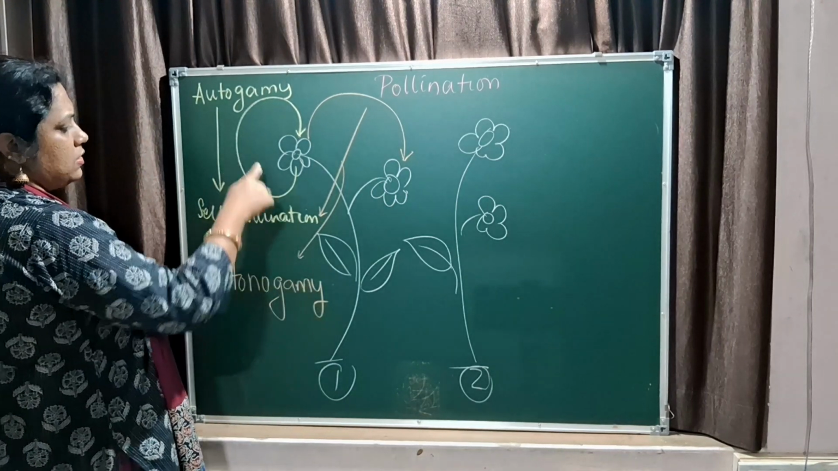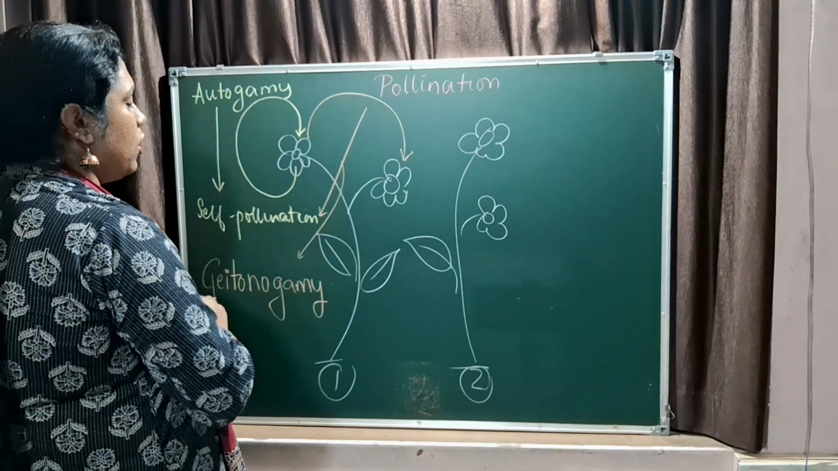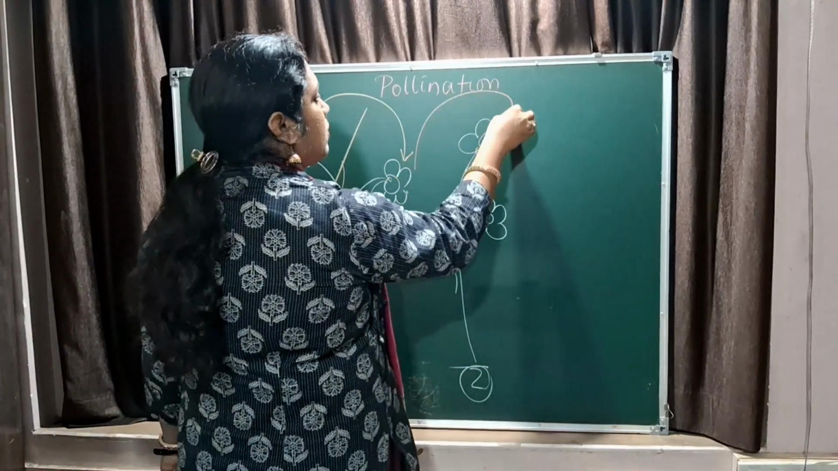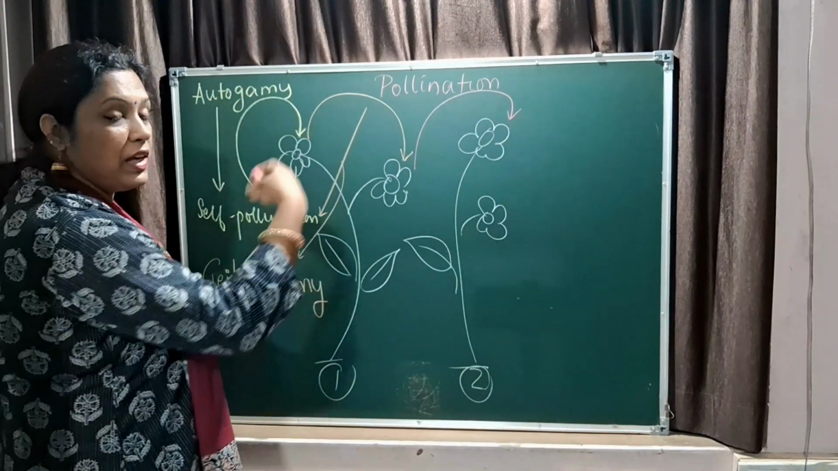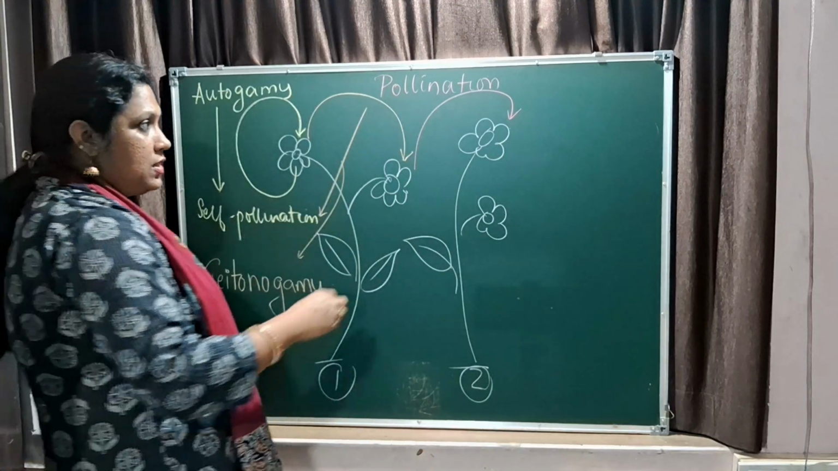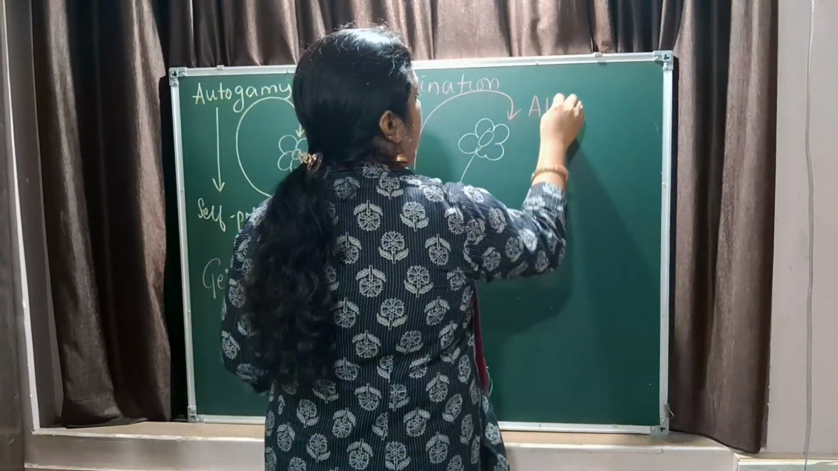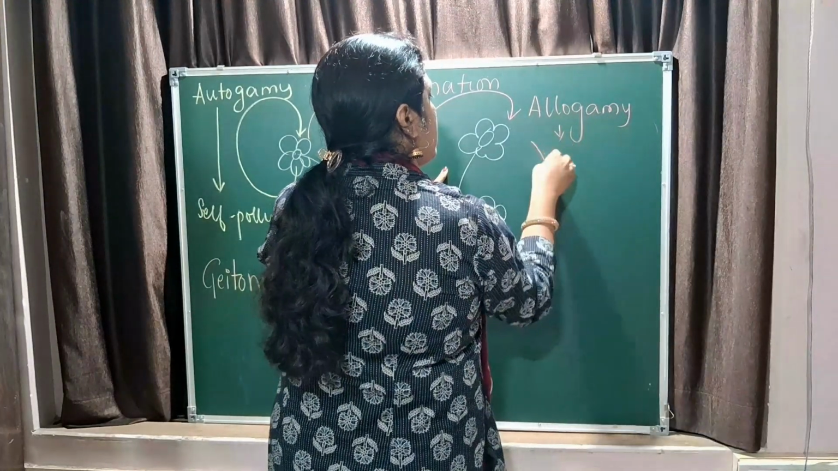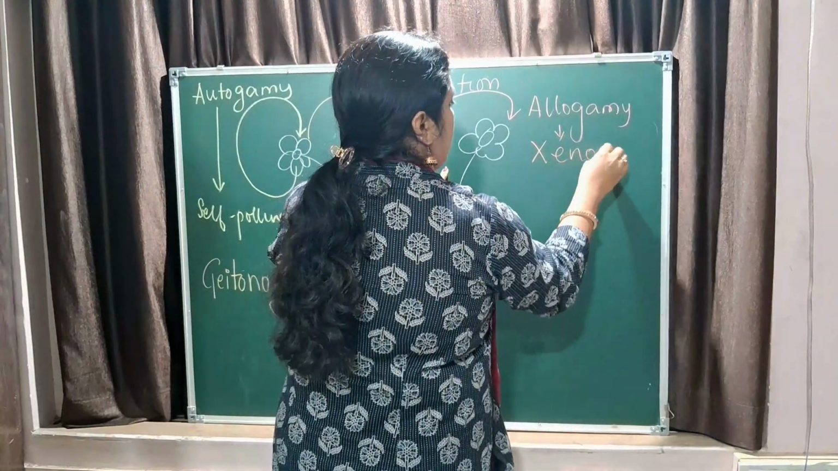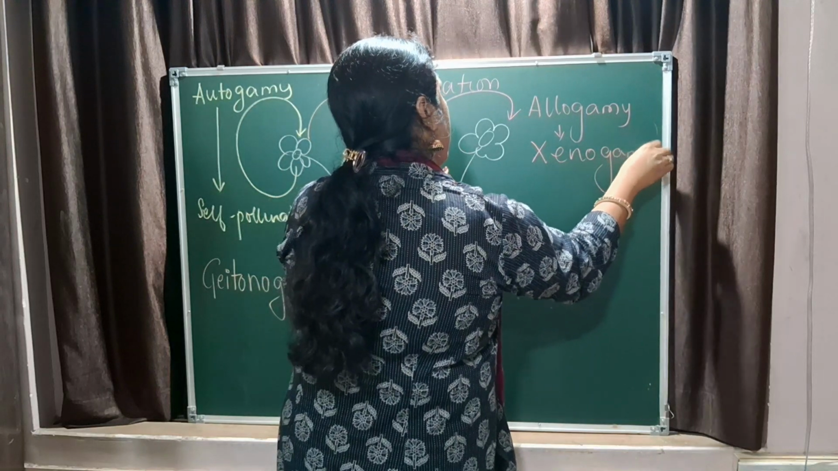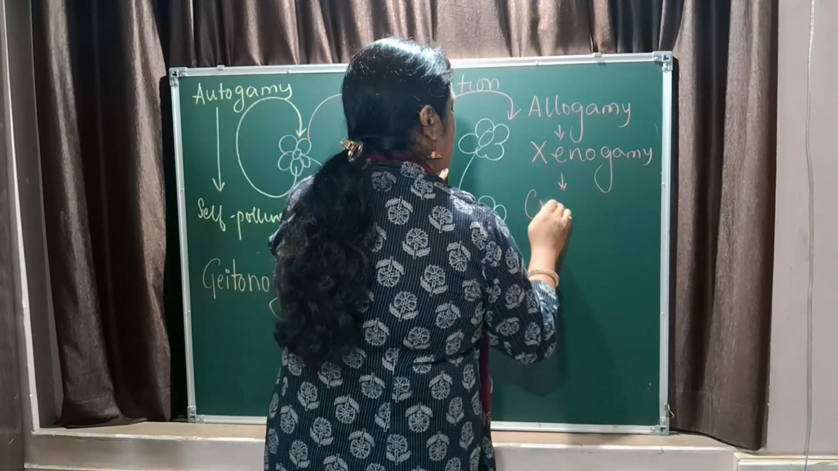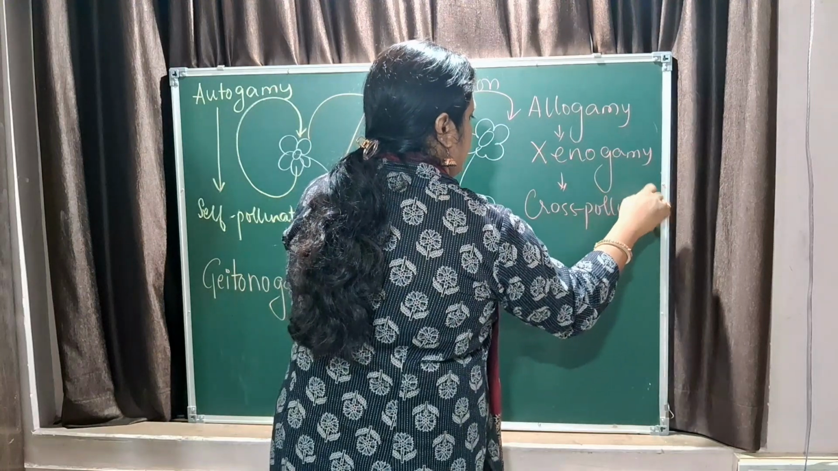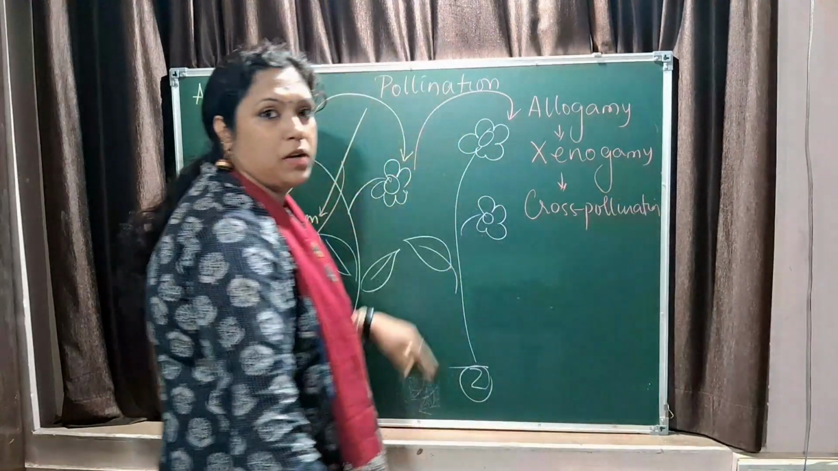Okay. This is self-pollination. But when you talk about the transfer of pollen from one flower to the stigma of the other flower of the other plant but the same species, it is called allogamy. The other name is xenogamy, and it is a type of cross-pollination. Okay, it is a type of cross-pollination.